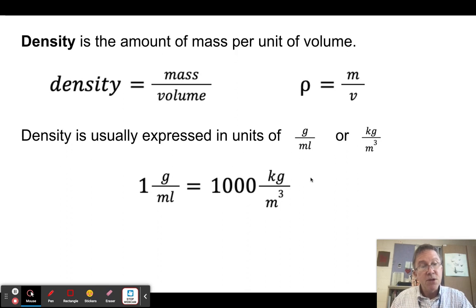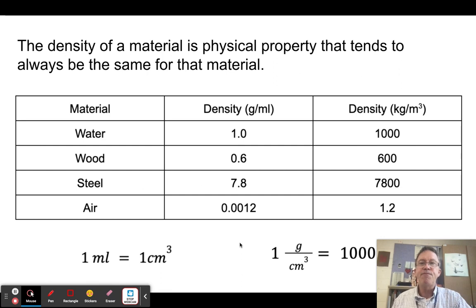But we're using the MKS system. So we need to talk about newtons. We need to talk about meters per second. So we're going to use kilograms per cubic meter instead of grams per milliliter. And that's a lot more matter, so there's a lot more mass. It's as simple as this. The conversion is 1 gram per milliliter is equal to 1,000 kilograms per cubic meter. And it's not so hard to do. So this is what we'll use, although you may have gotten used to grams per milliliter in other classes.